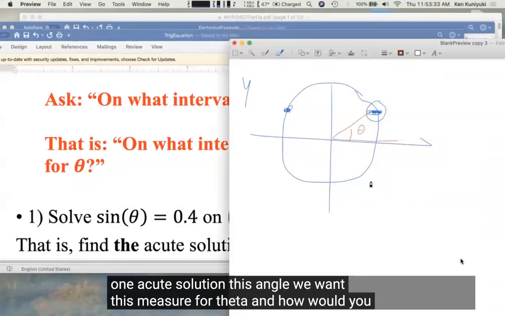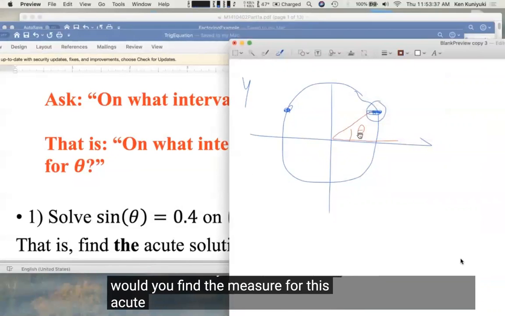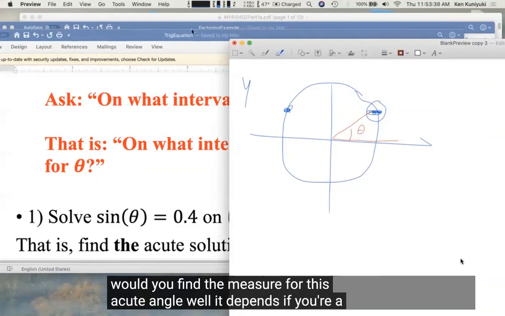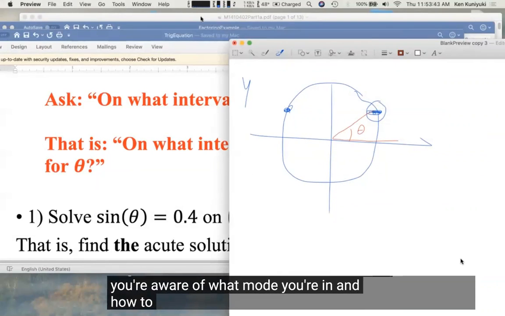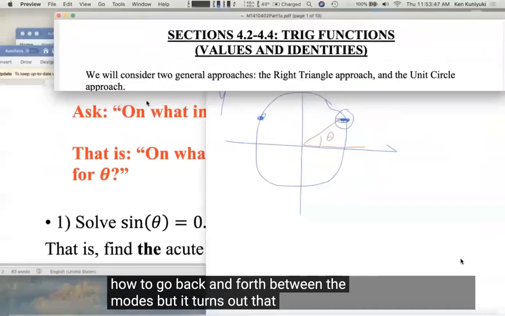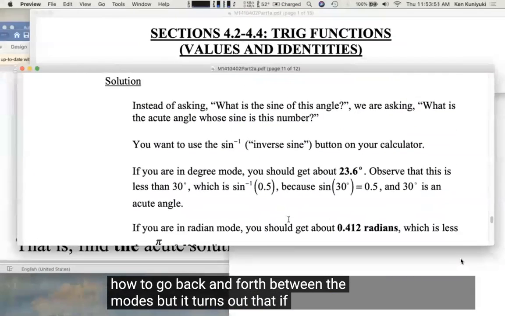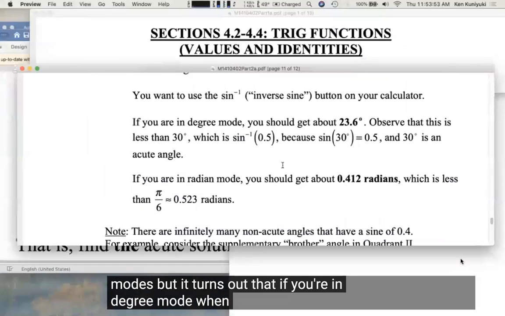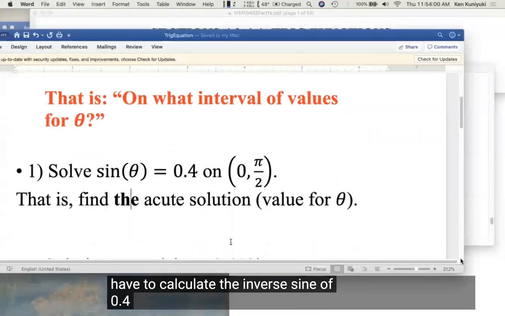And how would you calculate this on your calculator? How would you find the measure for this acute angle? Well, it depends if you're in degree mode or radian mode. Make sure you're aware of what mode you're in and how to go back and forth between the modes. But it turns out that if you're in degree mode, when you work out the inverse sine of 0.4, and that's what you have to calculate, the inverse sine of 0.4.